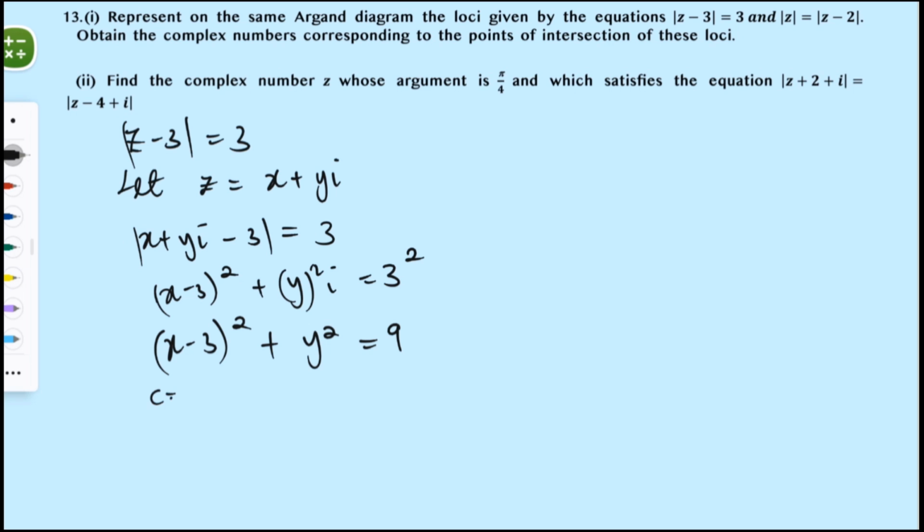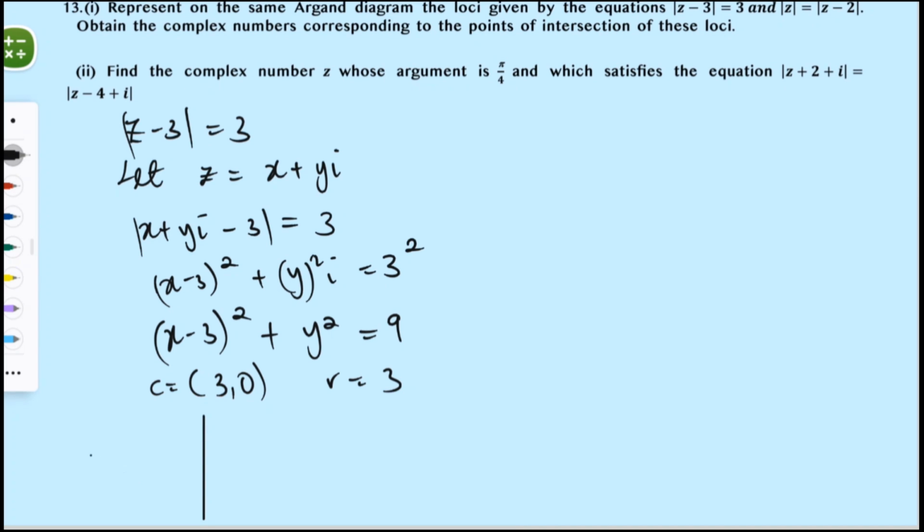And so center is 3, 0, like I said before. Radius is 3. So if we visualize this just for a bit, right? It's a circle with center 3, 0, pardon me.